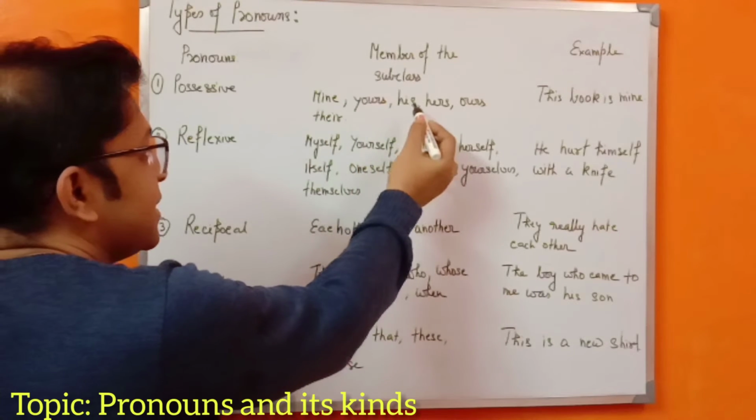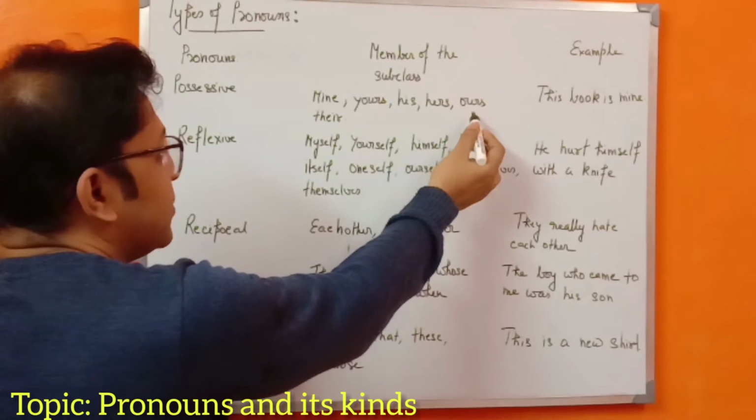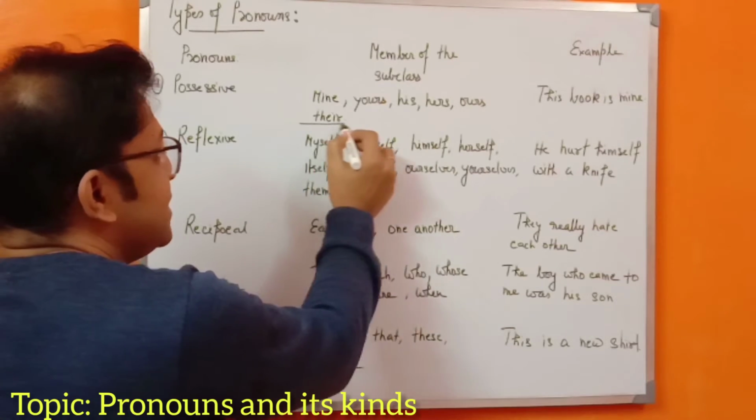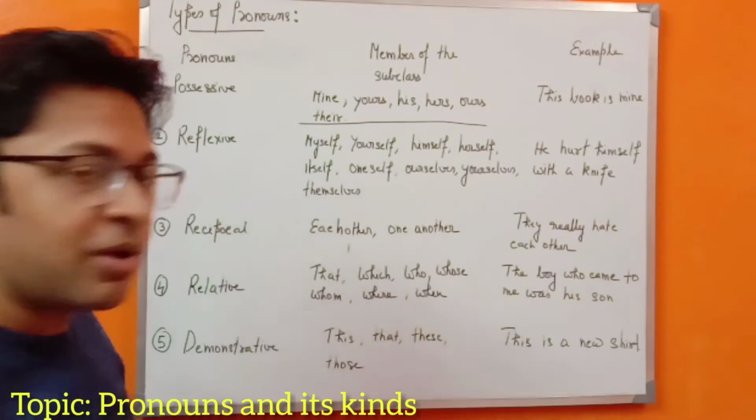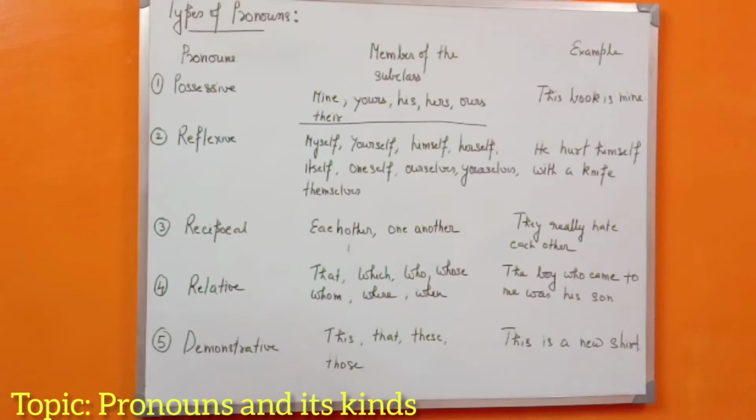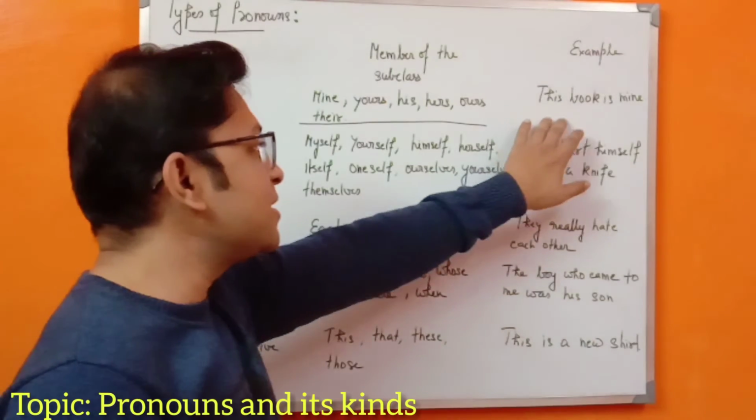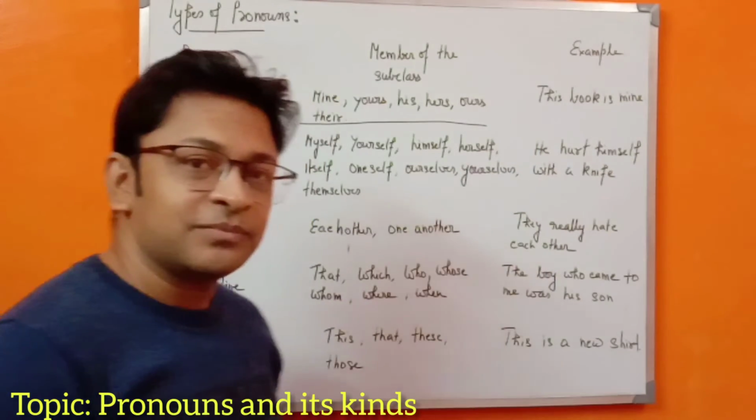Mine, yours, his, hers, ours, theirs. So these are the possessive pronouns. How are they used in a sentence? For example, this book is mine.